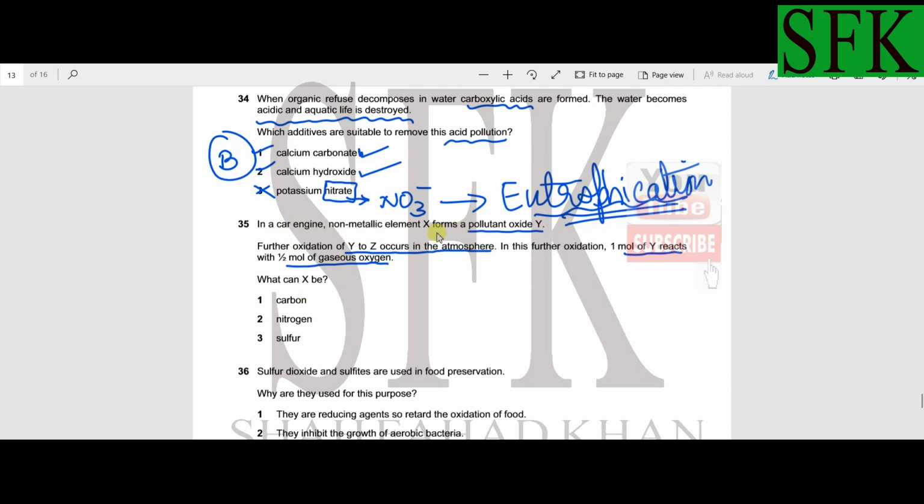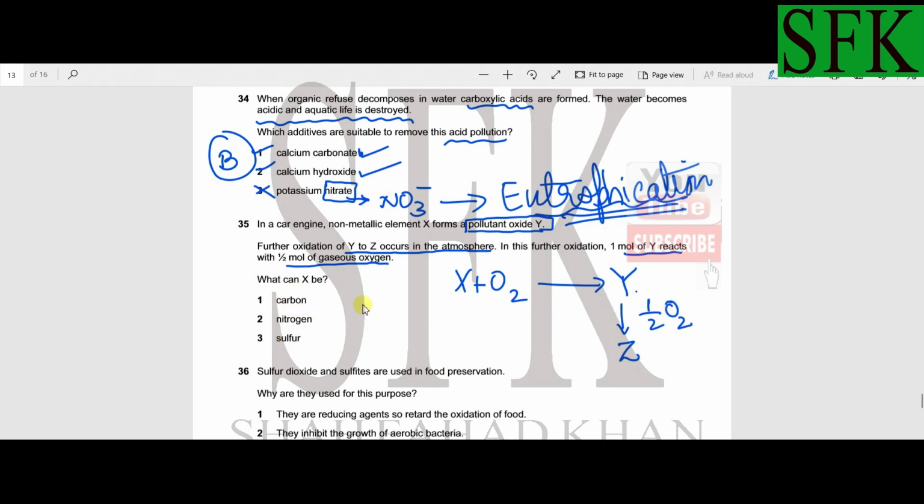Basically, they're telling us that X reacts with oxygen to form Y, and this is a pollutant oxide. This cannot be carbon dioxide because carbon dioxide is not a pollutant, but it can be carbon monoxide or oxides of nitrogen. Let's see. After Y has been formed, Y can also be oxidized to Z, and in this further oxidation, 1 mole of Y requires half a mole of oxygen. Let's try out these answer options.